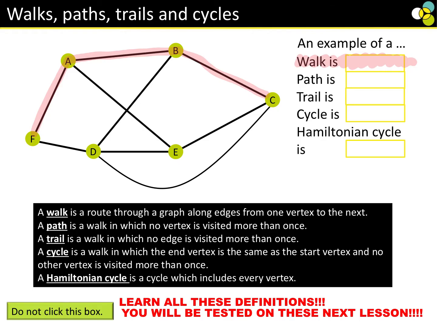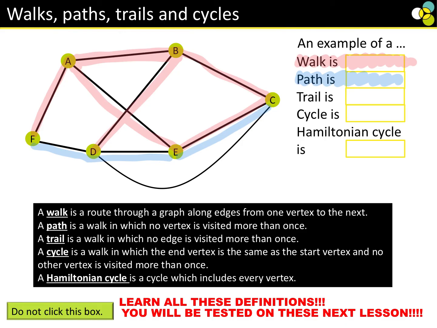A path. Okay, so a path is a walk in which no vertex is visited more than once. So I'm just going to go back to the walk. A walk, we could, if we wanted to, go C, E, A, back to B, down to D, if we wanted to, okay? But a path is a bit different because in a path we can only, so F to D, E, and then up to C, but we wouldn't go B and then back to D, okay?